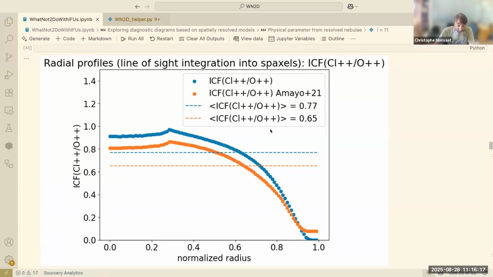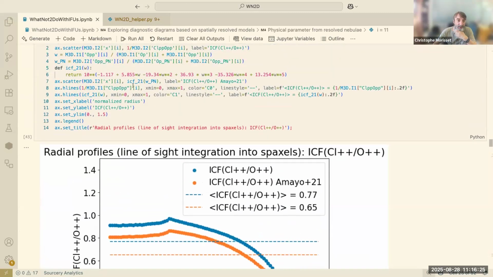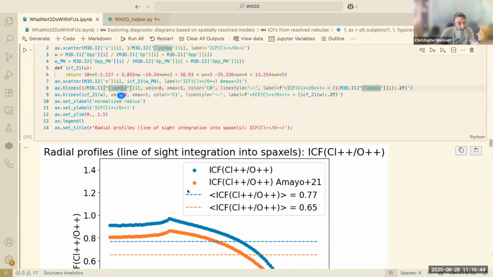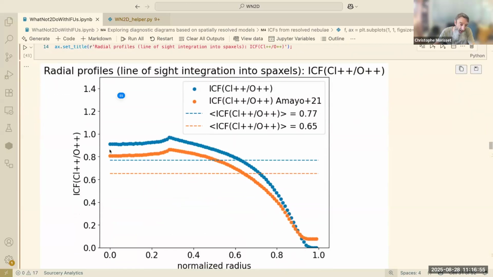Okay, so you can determine the same thing for chlorine. Chlorine is more complex. It's based on O++. The relation to determine the ICF was published a few years ago by Amayo, Delgado-Inglada, Stasińska, and collaborators. And this is a fifth-order polynomial. It is based on O+ over O, O+ over O++. So the ionization of oxygen is the basis to determine the ICF. And so you can see that it's not that bad, okay?